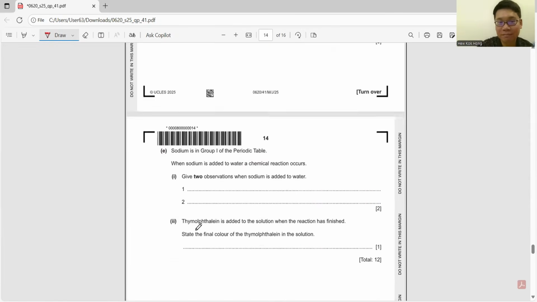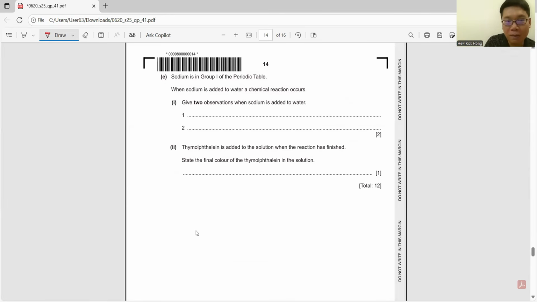-7. Part E, sodium is group 1. When sodium is added to water, a chemical reaction happens. Sodium reacts with water as an alkali metal to form alkali, which is NaOH. Meanwhile, it will release hydrogen gas. Give two observations when sodium is added to water, so we know gases are released.